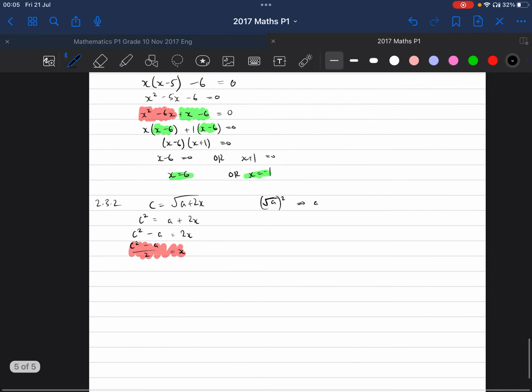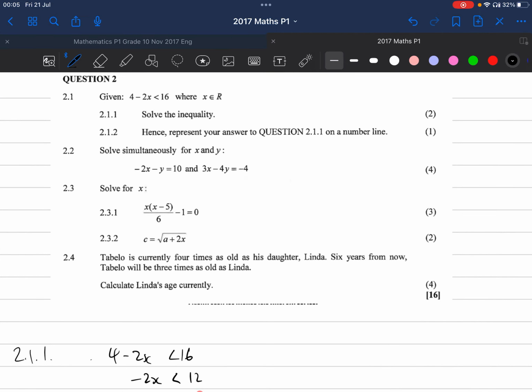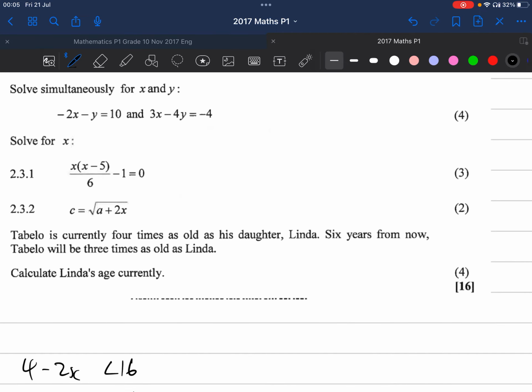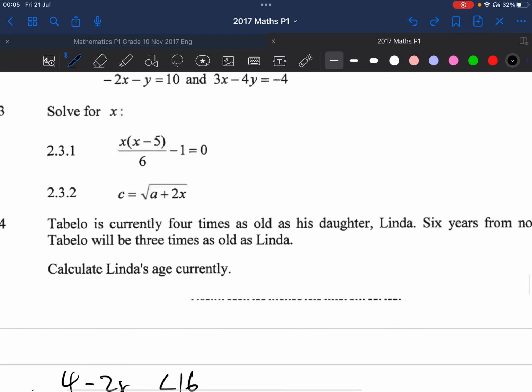Okay, cool. Let's look at question 2.4 now. It says, Tabello is currently 4 times as old as his daughter Linda. 6 years from now, Tabello will be 3 times as old as Linda. Calculate Linda's age currently. This sounds like a very complicated thing, but in reality it's just asking you to convert these words into some mathematical equation. Okay, so let's think about this here.